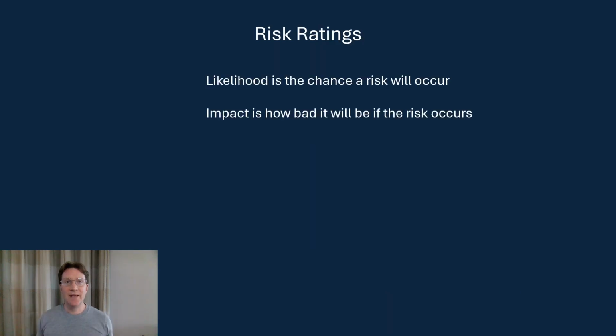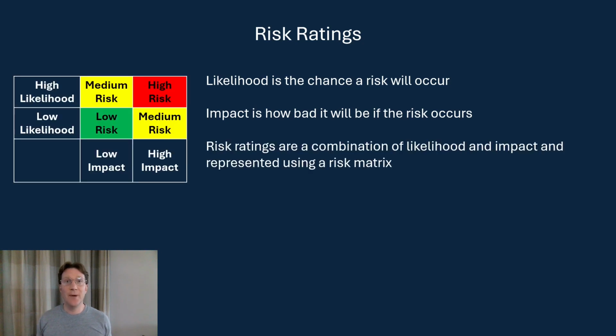We know that each risk has a likelihood, or the chance of it occurring, and an impact, or how bad it would be if it did occur. We can combine these to determine the risk rating by using a risk matrix like the one shown here to cross-reference the likelihood and the impact. In this simple risk matrix, for example, if the likelihood is high and the impact is high, then we consider the risk to be high. If the likelihood and impact are low, then we consider the risk to be low. If the likelihood is high and the impact low, or the likelihood low and the impact high, then we consider that to be medium risk.